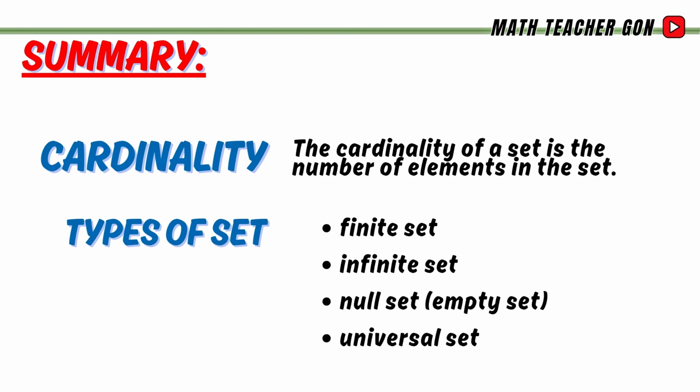To summarize, when we say cardinality, it is the number of elements inside a set. And for the types of sets, we have finite, infinite, null set, and universal set.